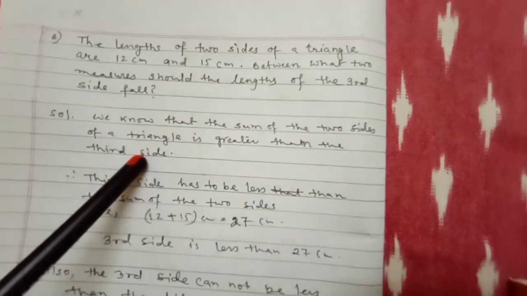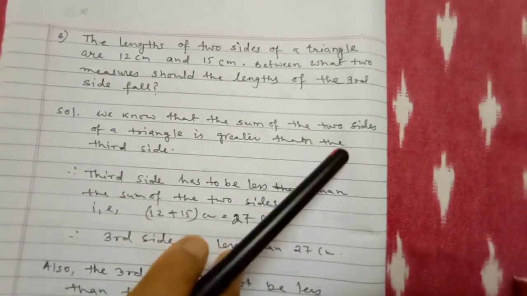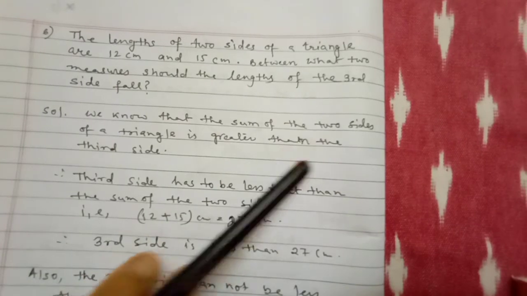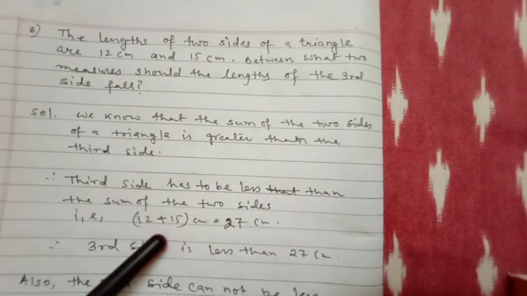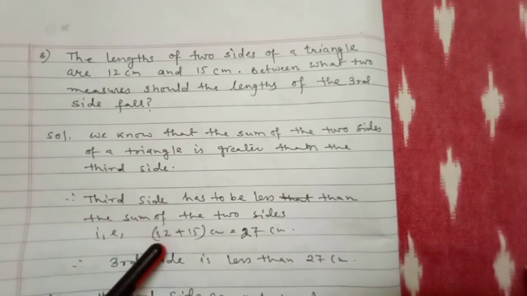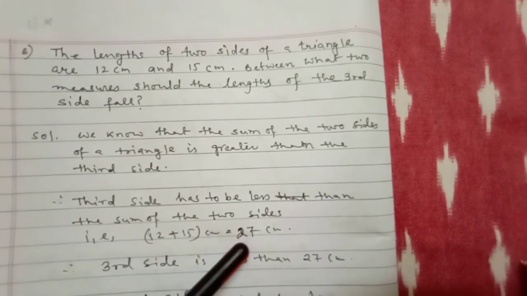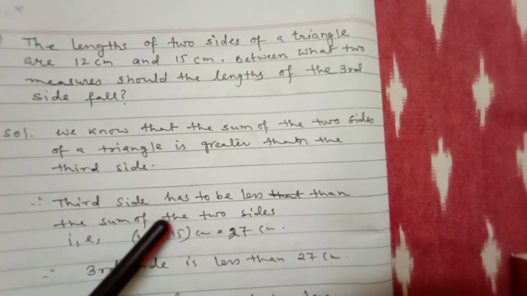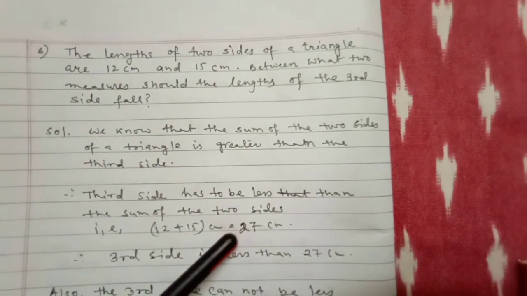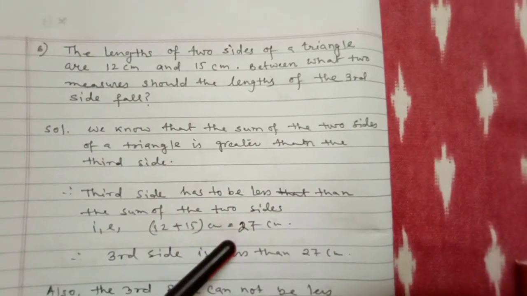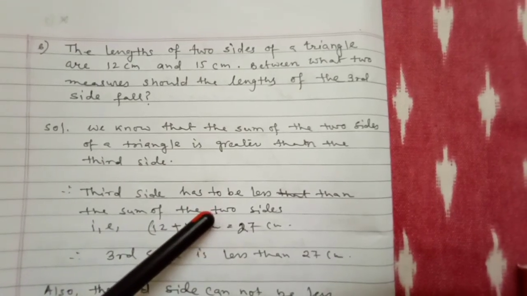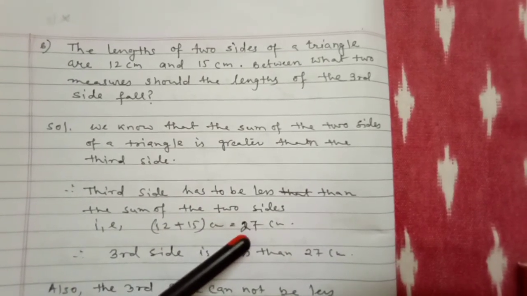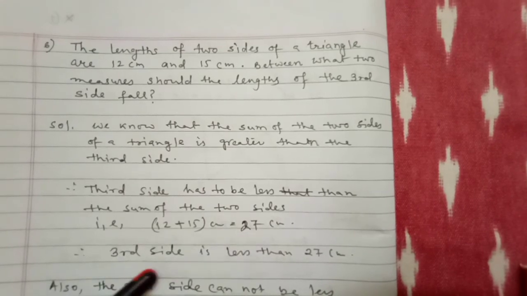Again we have to use the property. We know that the sum of the two sides of a triangle is greater than the third side. So the sum of the two sides here, 12 plus 15, is 27. Then the third side must be less than 27 according to the property. Sum of the two sides is always greater than the third side. So the third side must be less than 27.